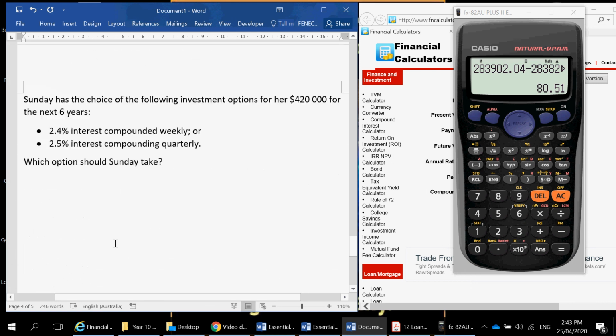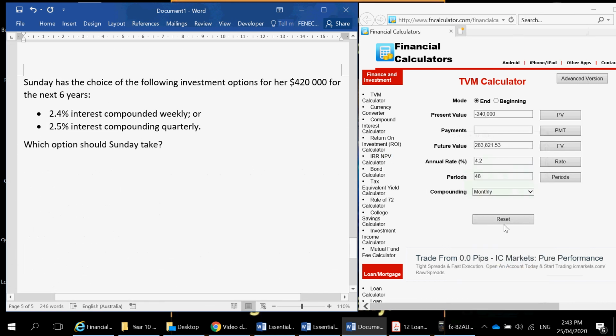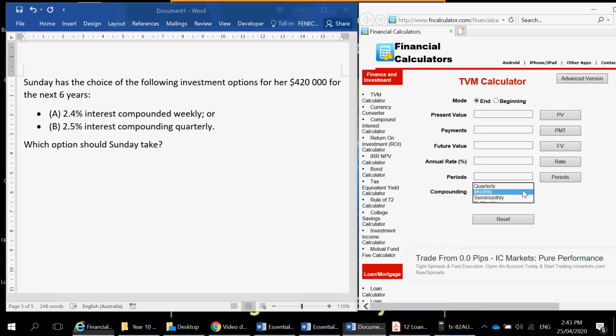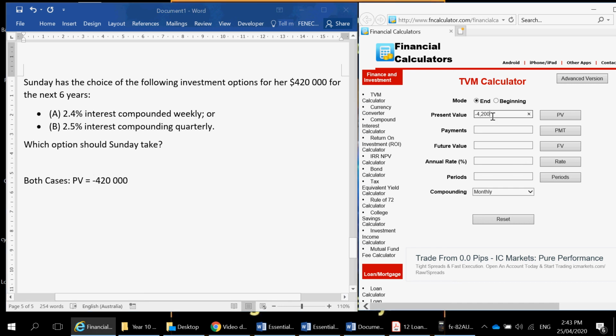All right, so going down to the last one for today, this is one where they give you 2 different scenarios, 2.4% interest compounding weekly or 2.5%. I'll call this scenario A, I'll call this scenario B. 2.4% interest compounded weekly or 2.5% interest compounded quarterly. Which option should Sunday take? Let's do this. So in both cases, the amount you're starting with is the same. The present value is negative 420,000 because we always put the amount as a negative in this calculator. And I think everything else changes, doesn't it?